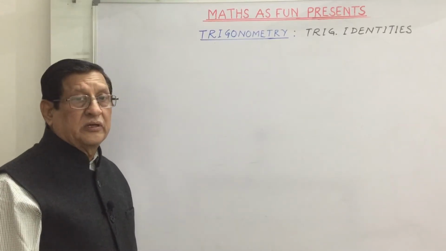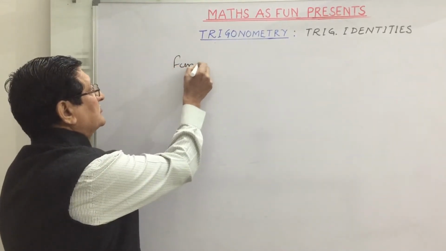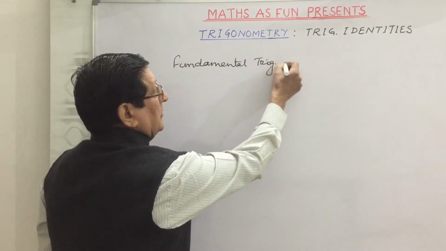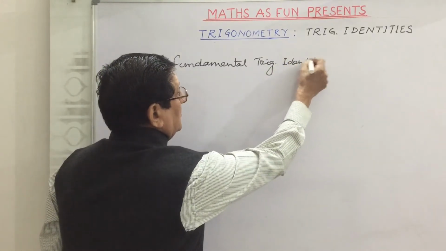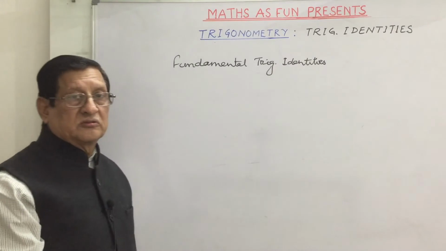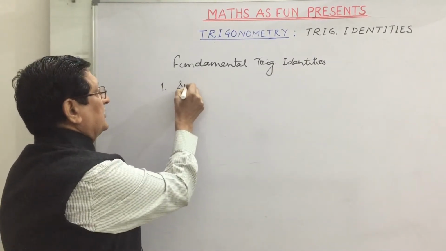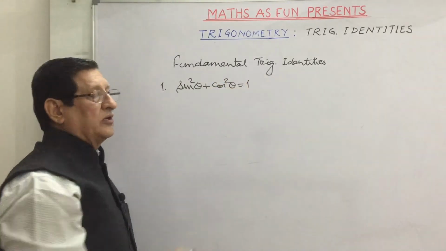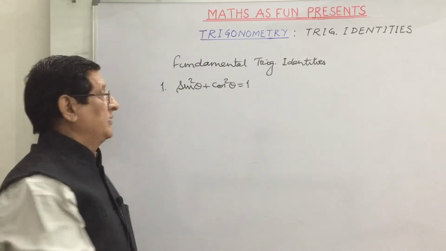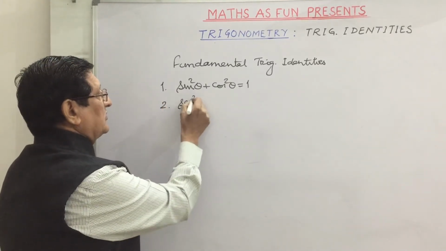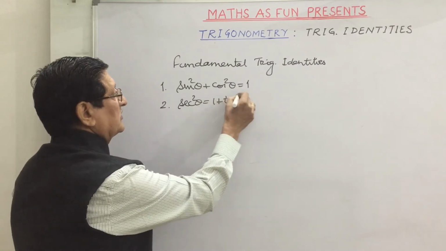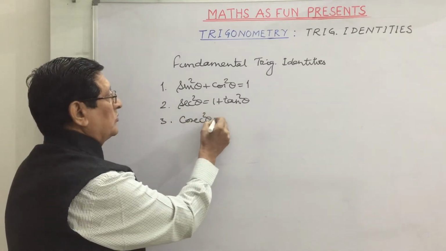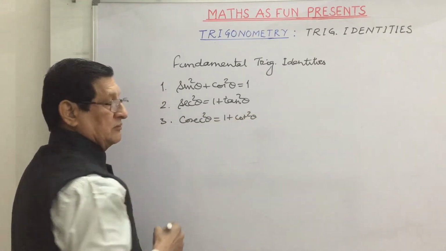Now we learn about fundamental trigonometric identities. These are known as fundamental trigonometric identities. What are those? The first one is sine square theta plus cos square theta is equal to 1 for any theta. Second one is sec square theta is equal to 1 plus tan square theta. And the third one is cosec square theta equal to 1 plus cot square theta.